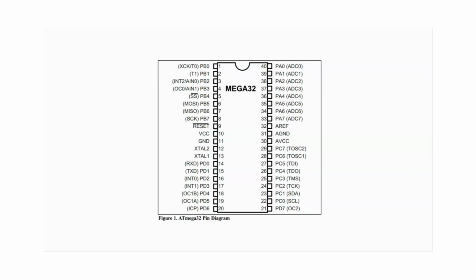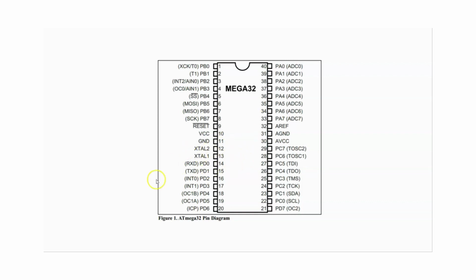So here is the Atmega32, which is one of the AVR microcontrollers. Its pin diagram is there. It is a 40 pin microcontroller. We can see the pin numbers. There are main four ports: port B with 8 pins, port D 8 pins, port C 8 pins, and port A is also of 8 pins. So there are 4 I/O ports, each of 8 pins.